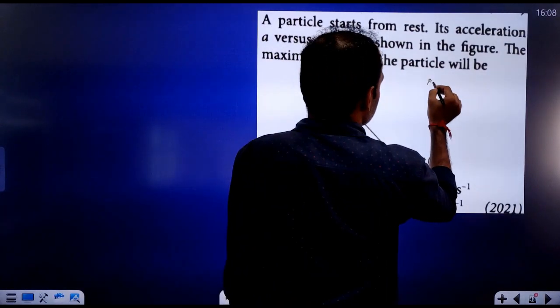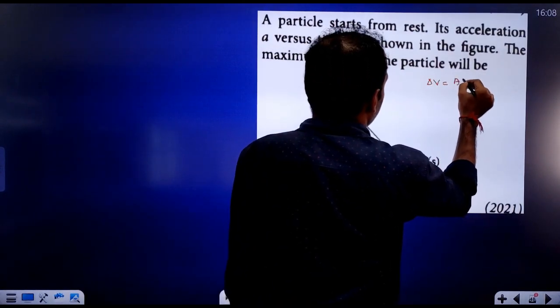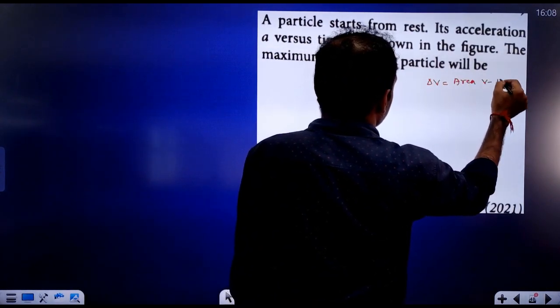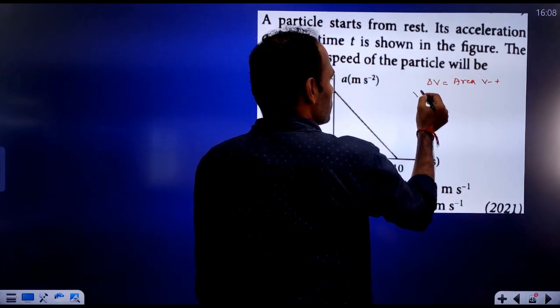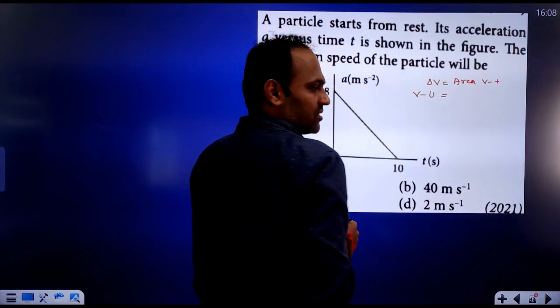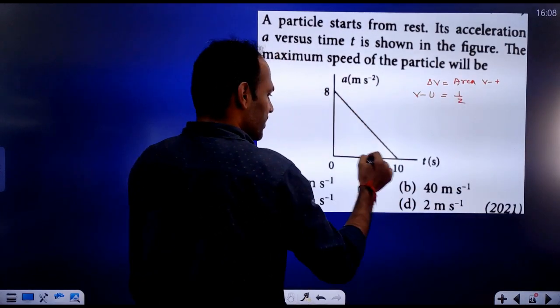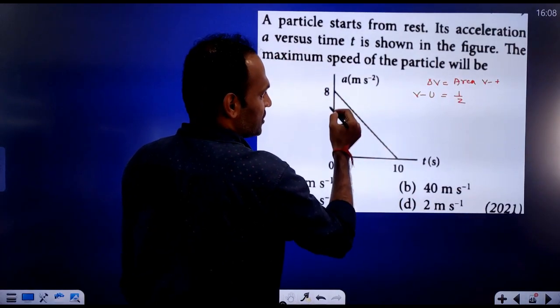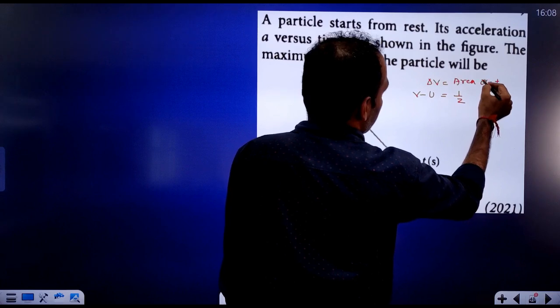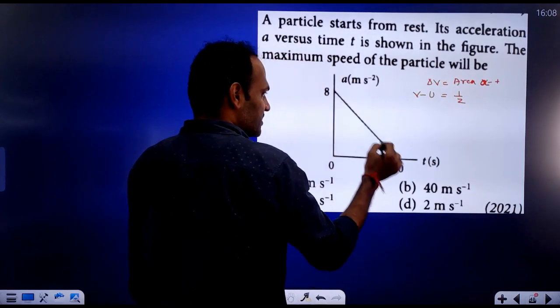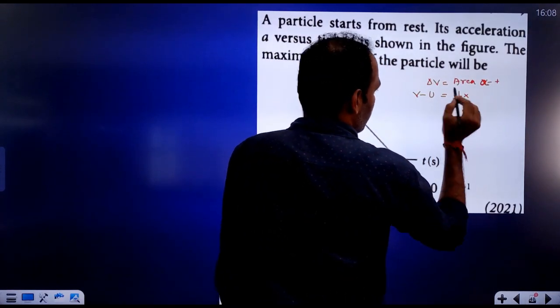So here change in velocity is equal to area under the AT graph, which is final velocity minus initial velocity, right? What is the shape of the AT graph here? It is a right angle triangle, so the area is half into base into height.